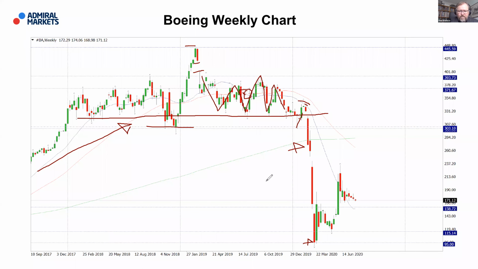Remember what I was saying earlier: the markets take time to climb, but they can drop hugely. And so from highs of early 2019 at around $445, we were down to $95. That's quite significant.